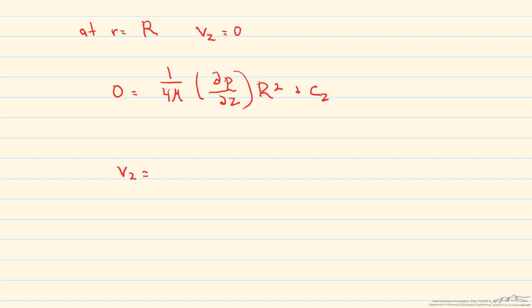And we end up with a velocity profile, vz, is equal to 1 over 4 mu dp/dz times little r squared, in other words, the variable r, minus big R squared, where big R is the radius of the pipe. And so like pressure-driven flow between two parallel plates, the pressure-driven flow through a pipe, its velocity profile is parabolic.